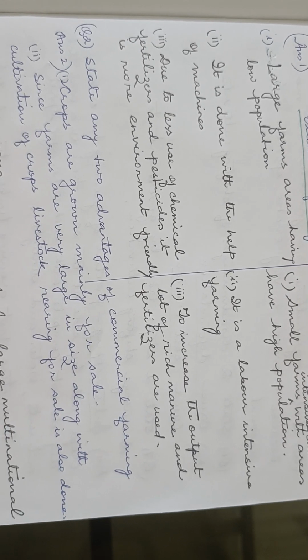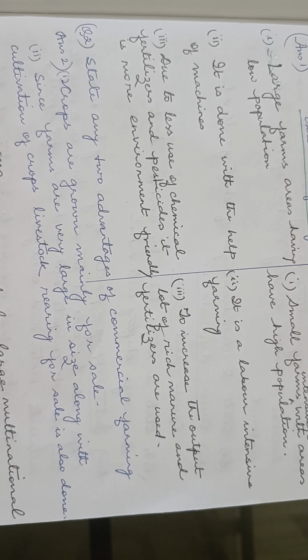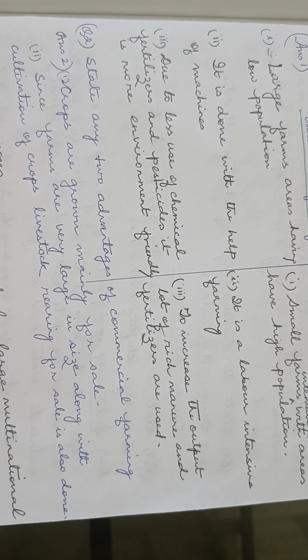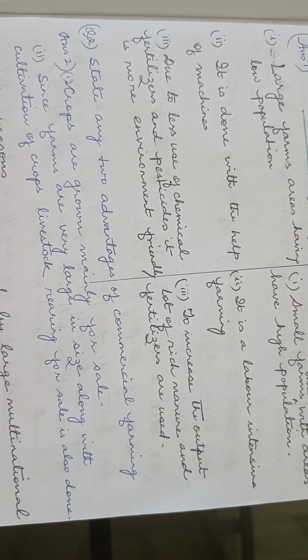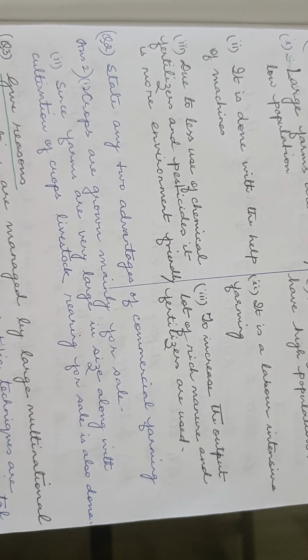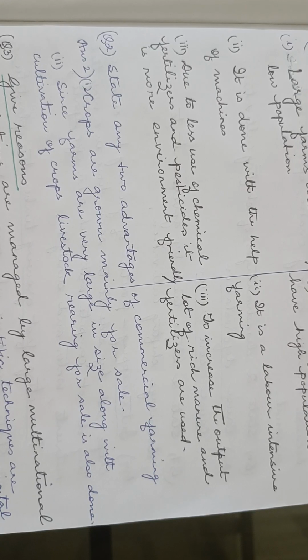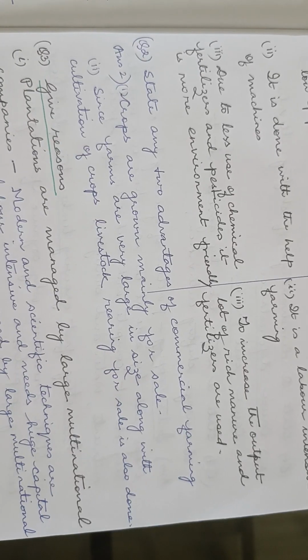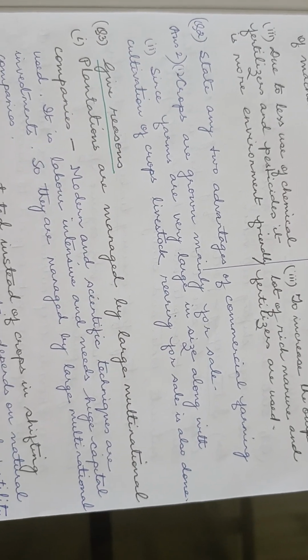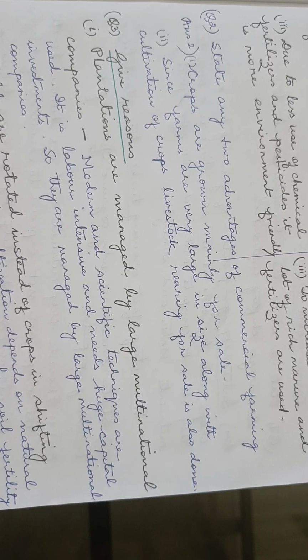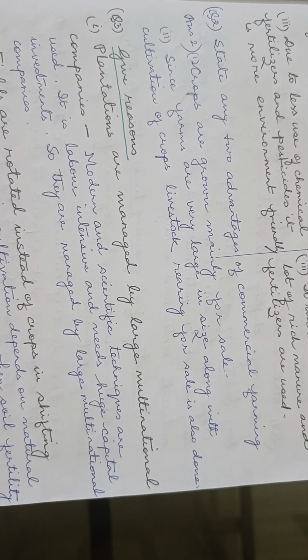Okay. Next question. State any two advantages of commercial farming. Commercial farming, the very first advantage, the crops are mainly grown for sale. And second, since farms are very large in size, along with cultivation of crops, livestock rearing for sale is also done.